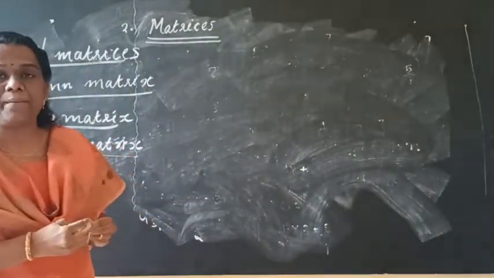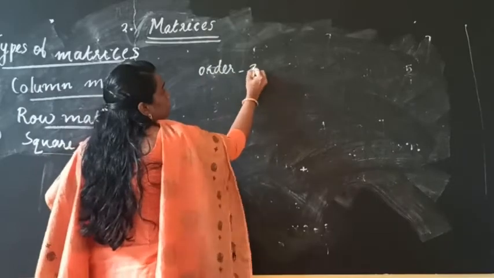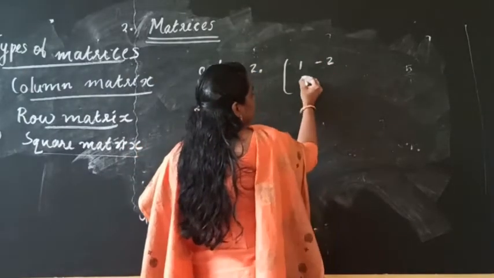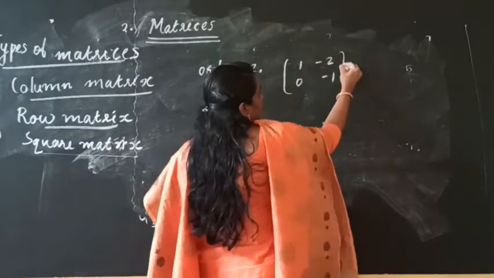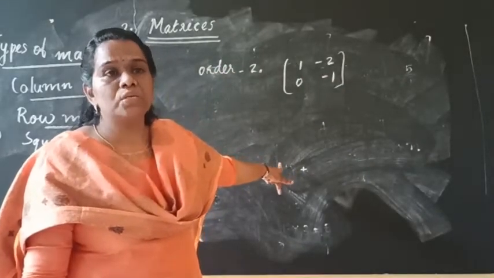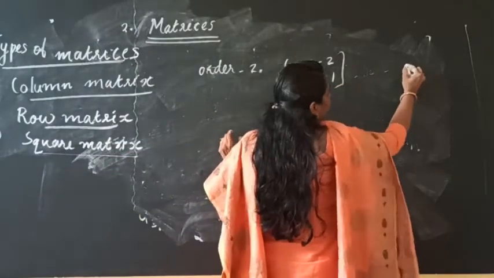Square matrix of order 2. Can you write an example? We can write any: 1, minus 2, 0, minus 1. Is it a square matrix? How many rows here? 2 rows. Columns? 2. Then this is a square matrix of order 2.